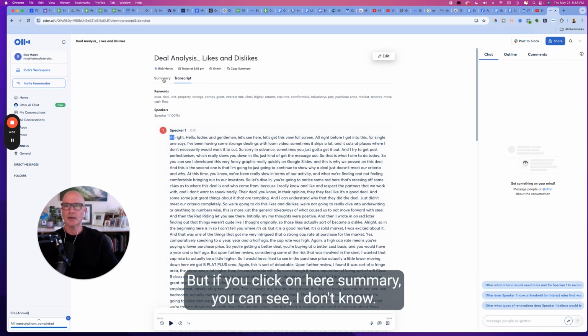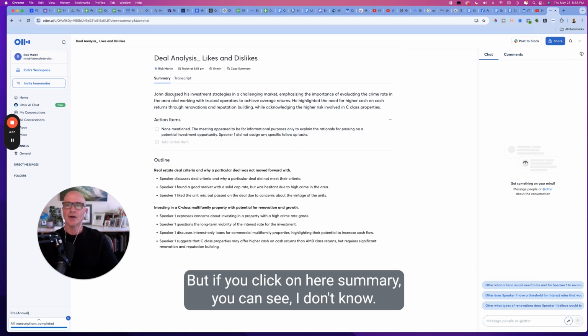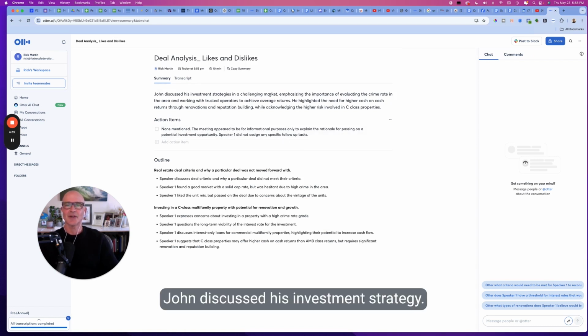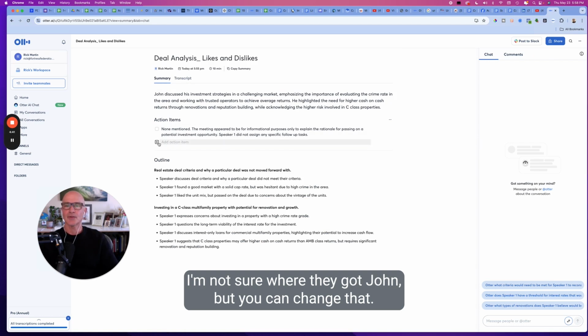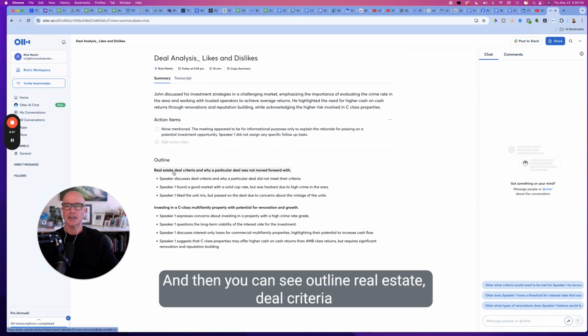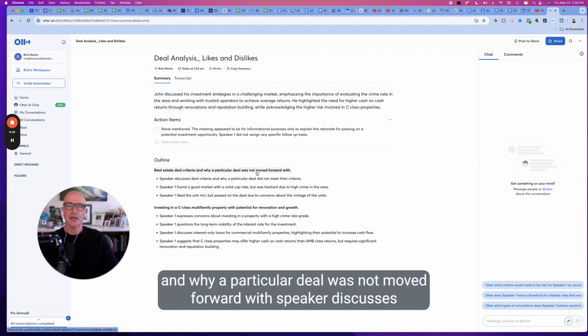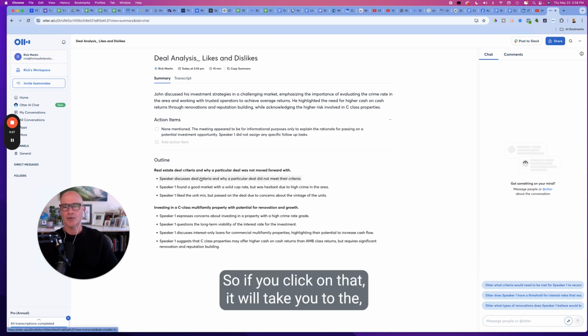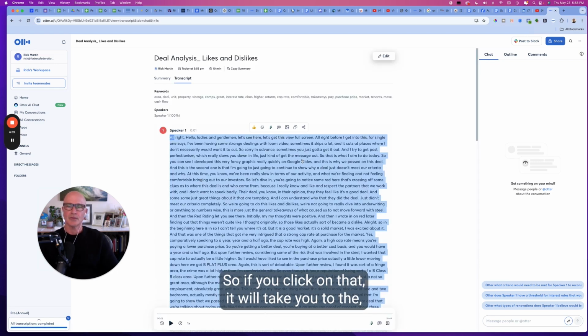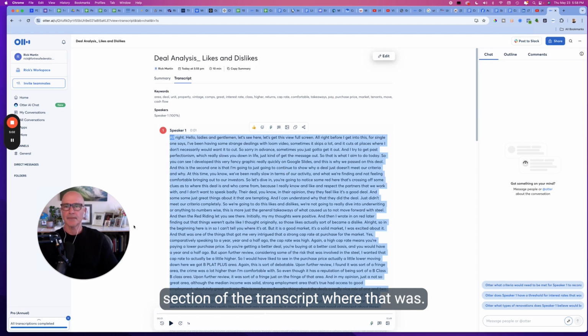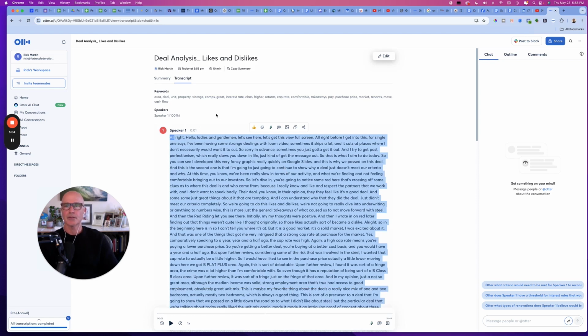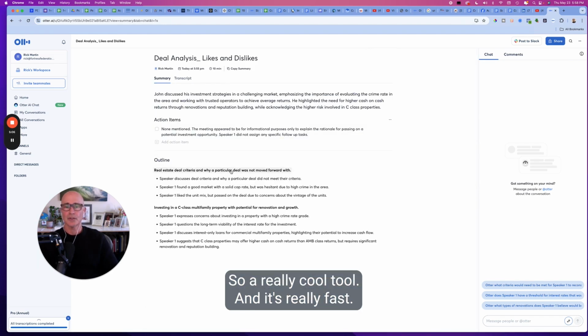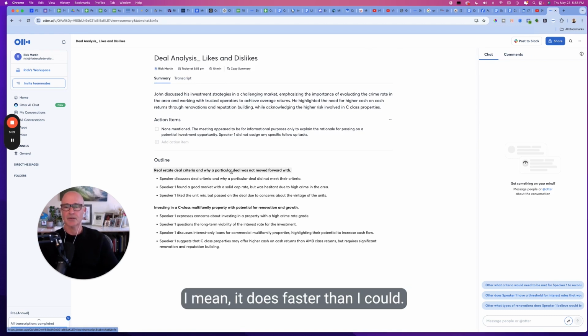If you click on summary, you can see, I don't know, John discussed his investment strategy. Actually, it's Rick. I'm not sure where they got John, but you can change that. Then you can see the outline: real estate deal criteria and why a particular deal was not moved forward with. Speaker discusses deal criteria and why a particular deal did not meet their criteria. Pretty cool. If you click on that, it will take you to the section of the transcript where that was. So it's a really cool tool, and it's really fast. It does it faster than I could.